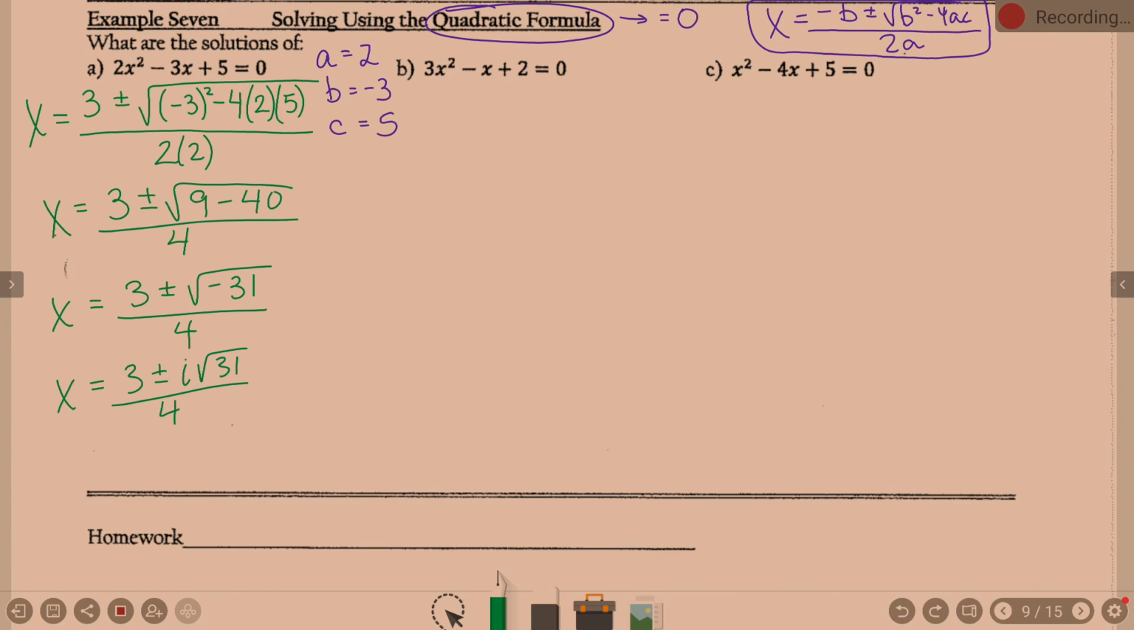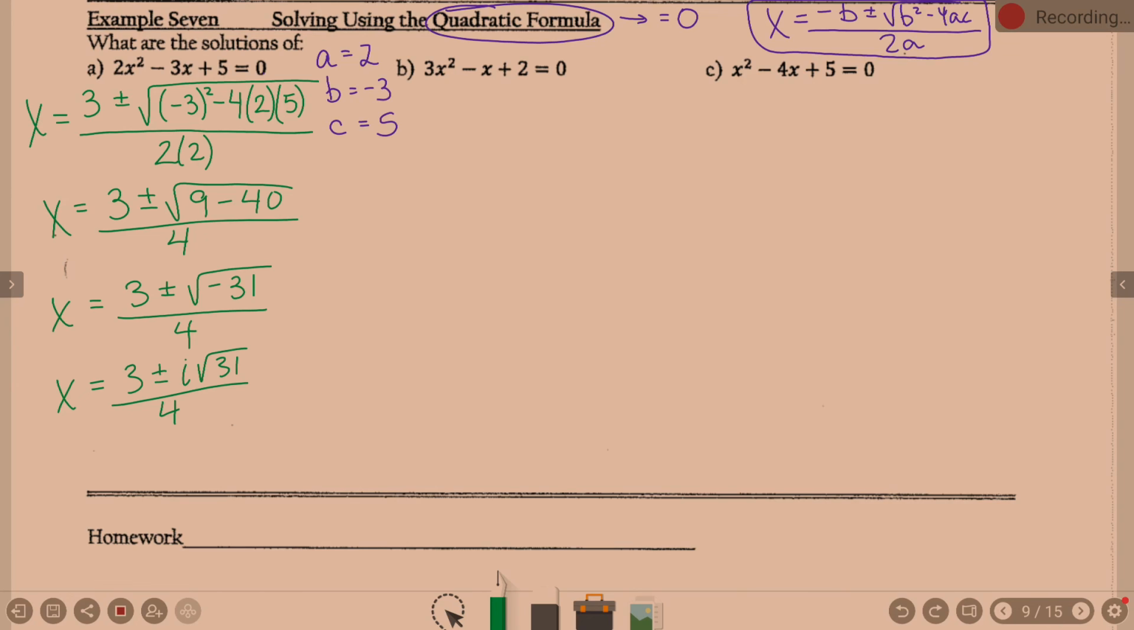And I guess I didn't address it, maybe I thought it was obvious. Square root of 31 is square root of 31. There's no perfect squares in there, right? Now, I'm really thinking MyMathLab won't let you leave it like this. I could be wrong. I hope I'm wrong, because this would be the easiest way to leave it, yes?